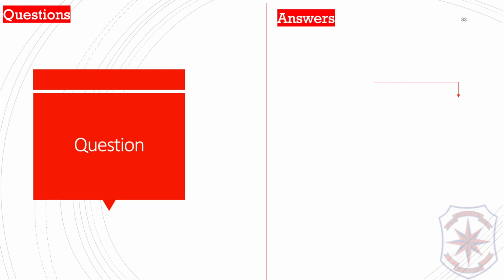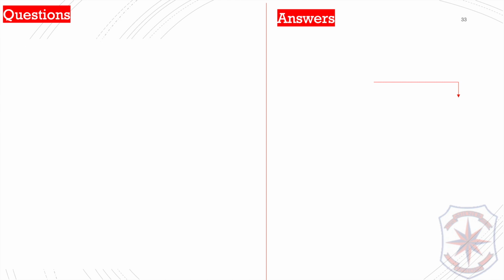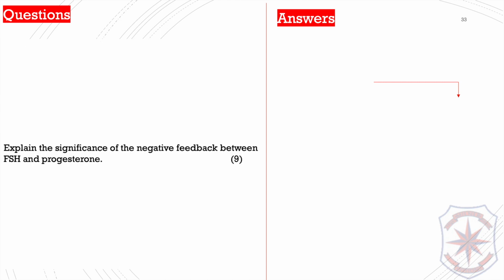Okay guys, now we are done with the content. On the first lesson of the menstrual cycle, we looked at the content of the menstrual cycle. On the second part, we looked at the interpretation of graphs, and now we have concluded the content, and we are looking at exam type questions. Let's look at the first question. The first question: explain the significance of the negative feedback of FSH as well as progesterone.